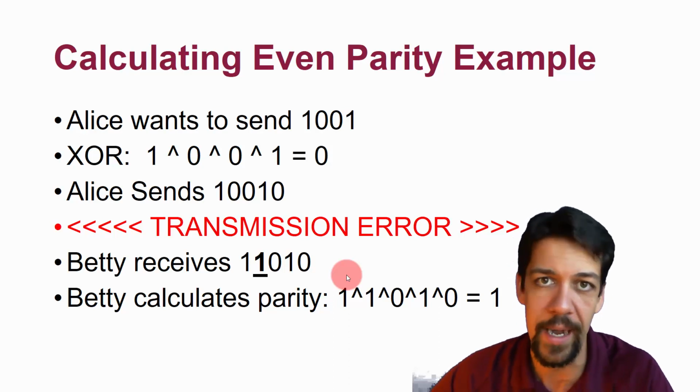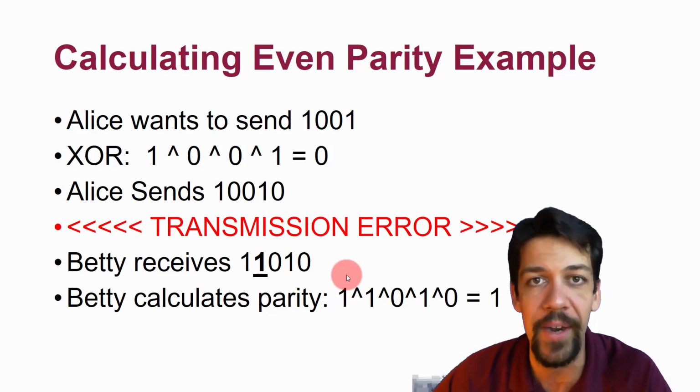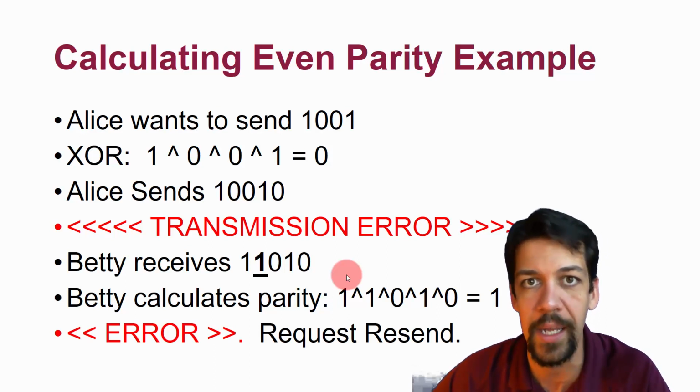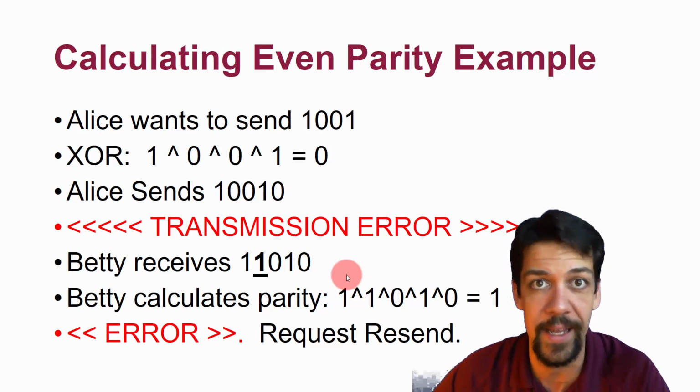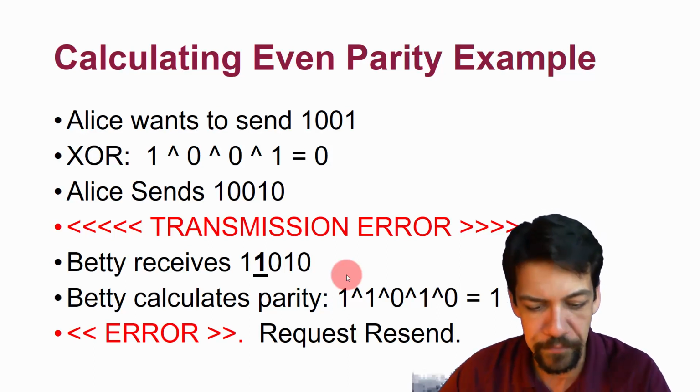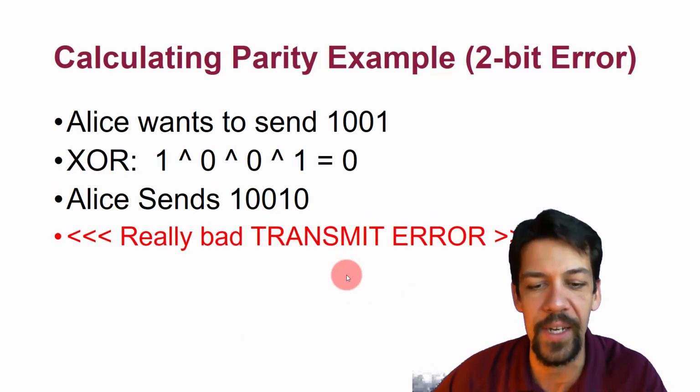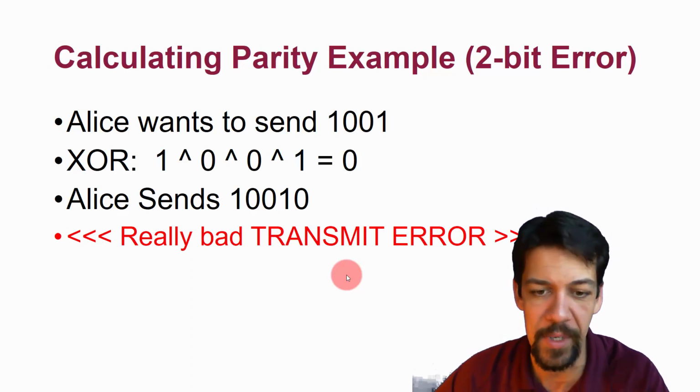She doesn't know where the error occurred, but some kind of error, and she can request a retransmit of that particular message, and hopefully everything works out over time. Now let's look at what happens if we get a really bad transmission error.